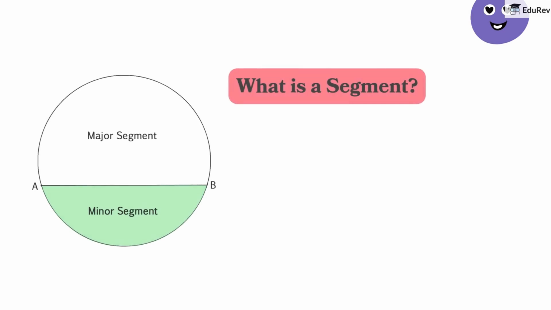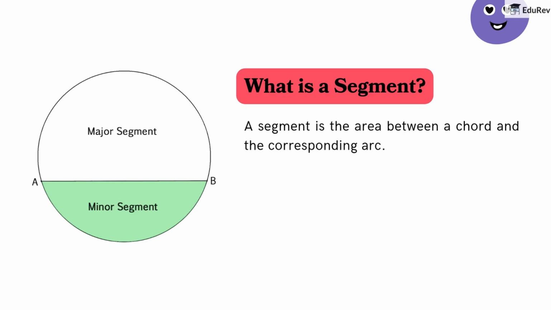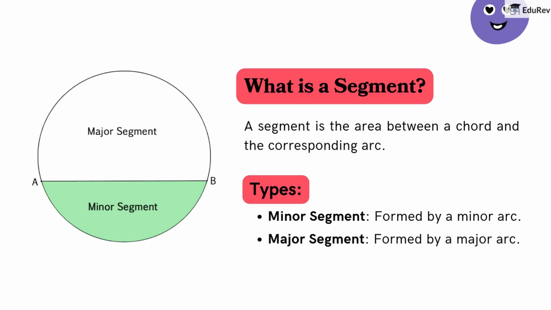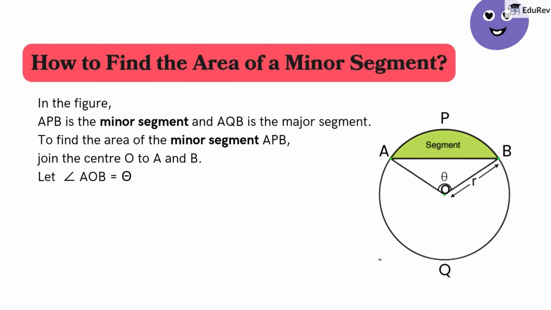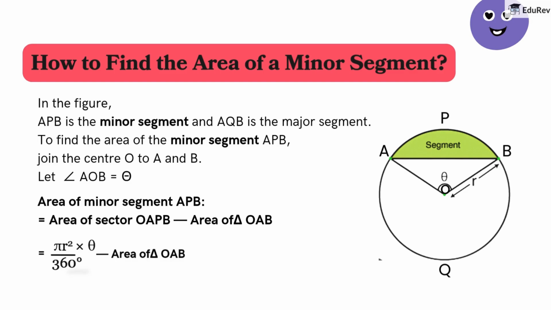Now, let's move on to segments. A segment is the area between a chord and the corresponding arc. Picture a round cake with a straight cut across the middle. That piece of cake is the segment. Segments also come in two types. First, we have the minor segment, formed by a minor arc. Second, the major segment, formed by a major arc. To find the area of a minor segment, you can use the formula: area of minor segment is equal to area of sector minus area of triangle.